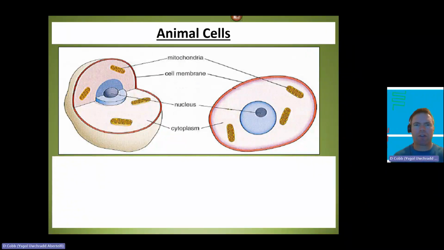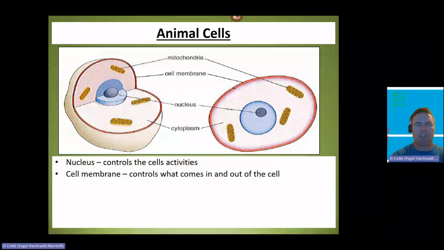Okay, the mitochondria. So let's have a look at the functions of those. So we say the nucleus controls the cell's activities. Now the nucleus contains DNA, and it's through DNA that the nucleus is able to control the cell's activities. Now later on in the GCSE course, we look at DNA, the role of DNA, how DNA goes about controlling these cells' activities. But for now, we leave it quite vague and say the nucleus is responsible for just controlling the cell's activities. The cell membrane is responsible for controlling what comes in and out of the cell.